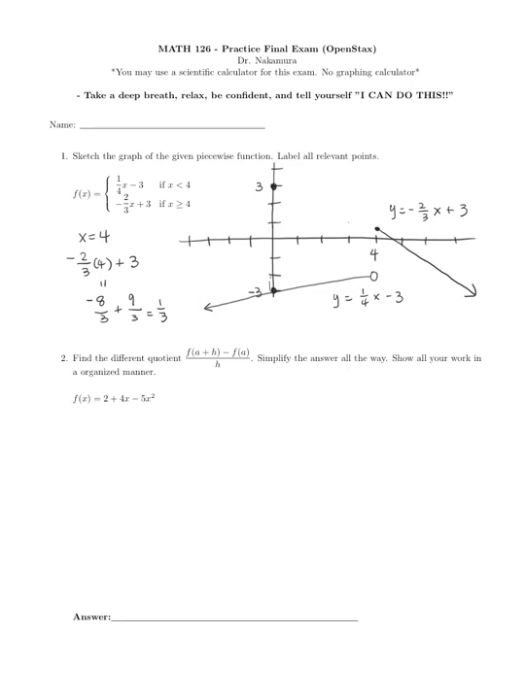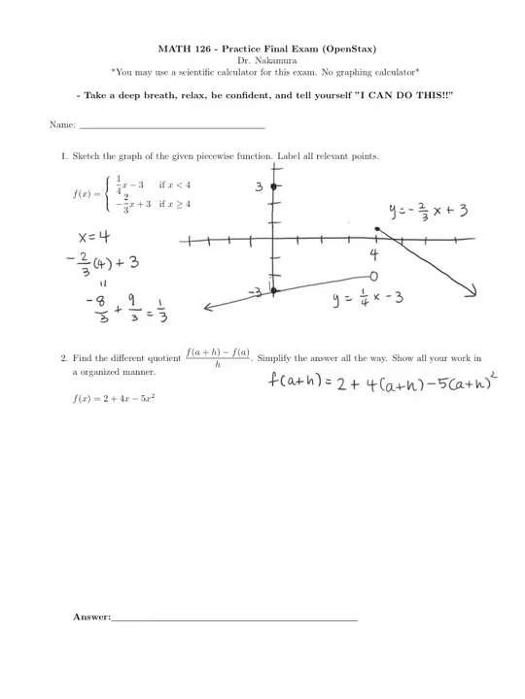Now let's go with number 2. Find the difference quotient. Simplify the answer all the way. Show all of your work in an organized manner. Okay, so first, as a side work, what I'll do is I'm just going to compute f of a plus h. Okay, so that's going to look like what? 2 plus 4, a plus h, and then minus 5, a plus h whole quantity squared.